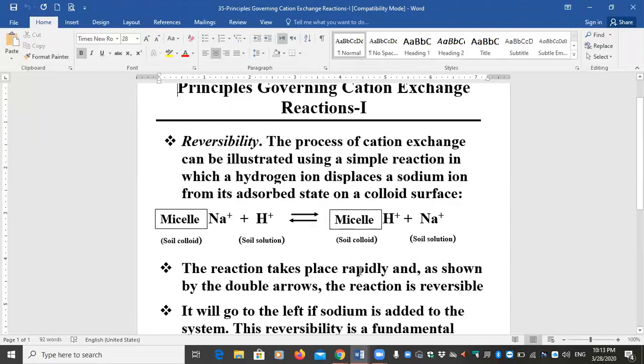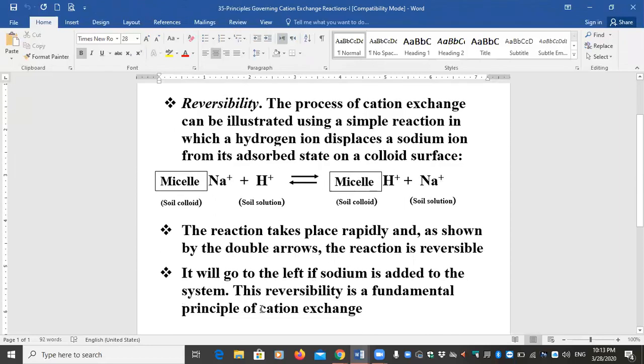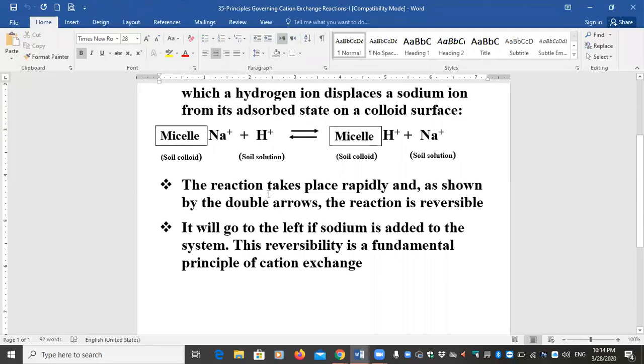The reaction takes place rapidly, and as shown by the double arrows, the reaction is reversible, so it can go in either direction. It will go to the left if sodium is added to the system. This reversibility is a fundamental principle of cation exchange. So if you add more sodium here, it will push the reaction back again, and that sodium will get back to the micelle. Hydrogen will be loose in the salt solution.